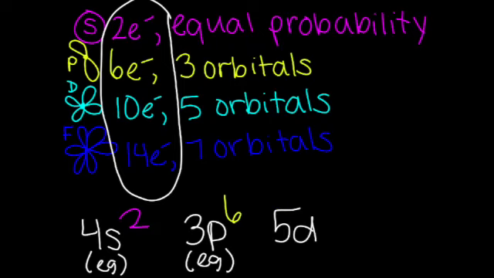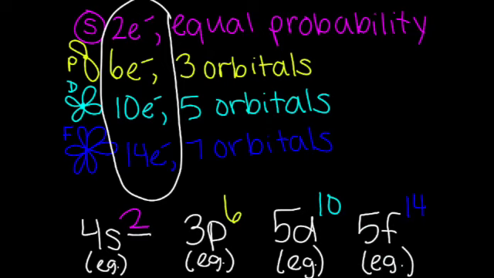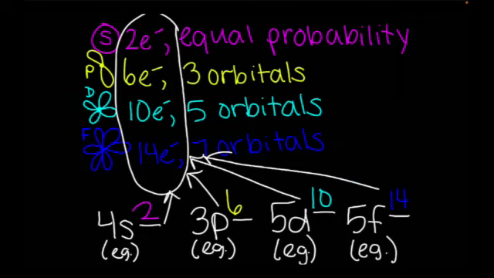Let's think about it. 1 sphere for s. That lobe holds 2 electrons. 3 lobes, or 3 orbitals for p. That's 6 electrons. 5 lobes, or 5 orbitals for d. That's 10. And last but not least, for the f orbital, there are 7 total, and that means 14 electrons potentially.